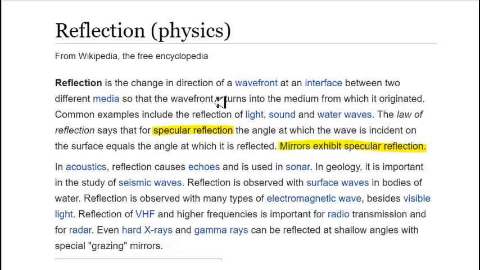The law of reflection says that for specular reflection, the angle at which the wave is incident on the surface equals the angle at which it is reflected. Mirrors exhibit specular reflection. So specular reflection is perfect reflection. Specular reflection is the law. So angle I equals angle R is the law in the ideal reflection circumstance. So that is reflection.